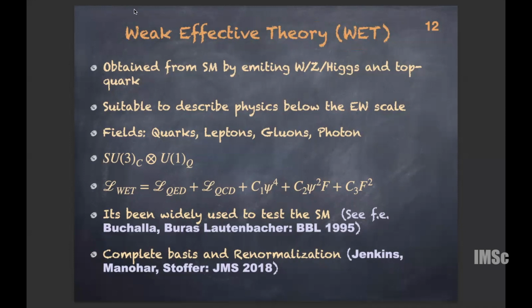By imposing this symmetry and combining all these fields in all possible ways, we can construct the weak effective field theory. So this is QCD plus QED plus a series of higher dimensional operators. You can have psi-four terms, terms like psi-squared F, field strength. So we have various kinds of terms.